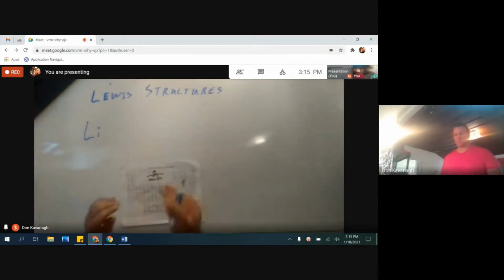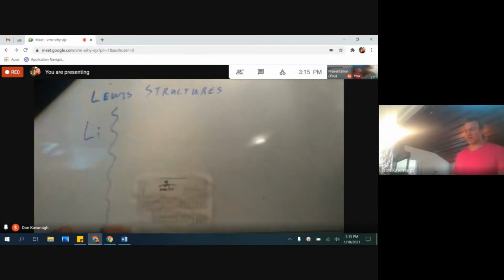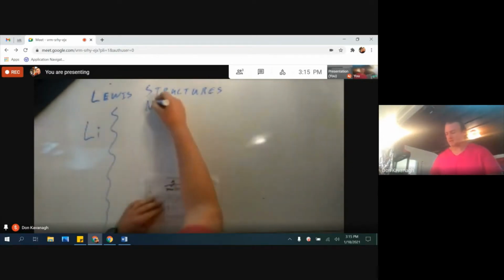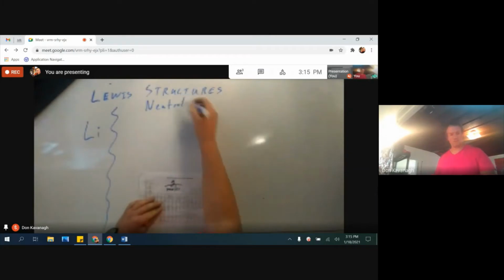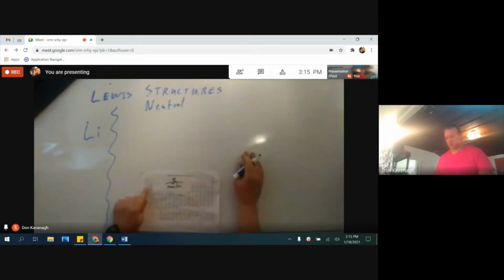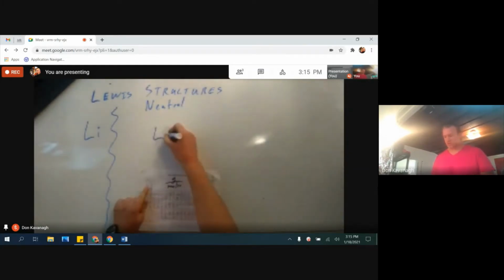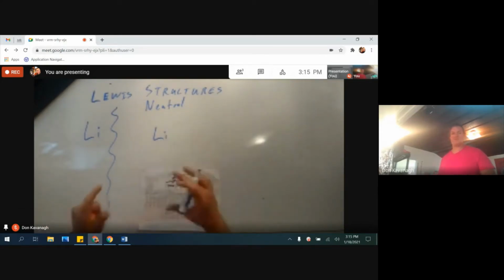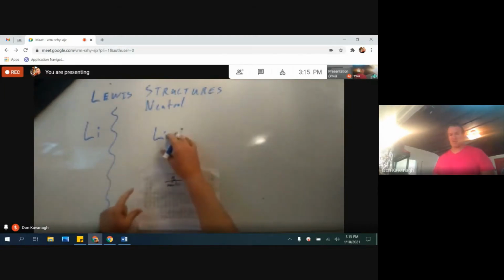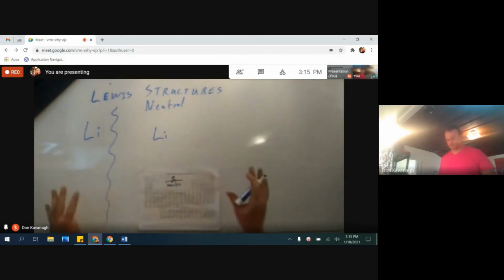Now, the Lewis structure is meant to highlight the valence electrons. Starting at the center, we draw the atomic symbol Li. Instead of drawing the nucleus or any of the core electrons, we omit all of that because we want the viewer's focus to be on the valence electrons. It's a lithium atom, that's all they need to know.